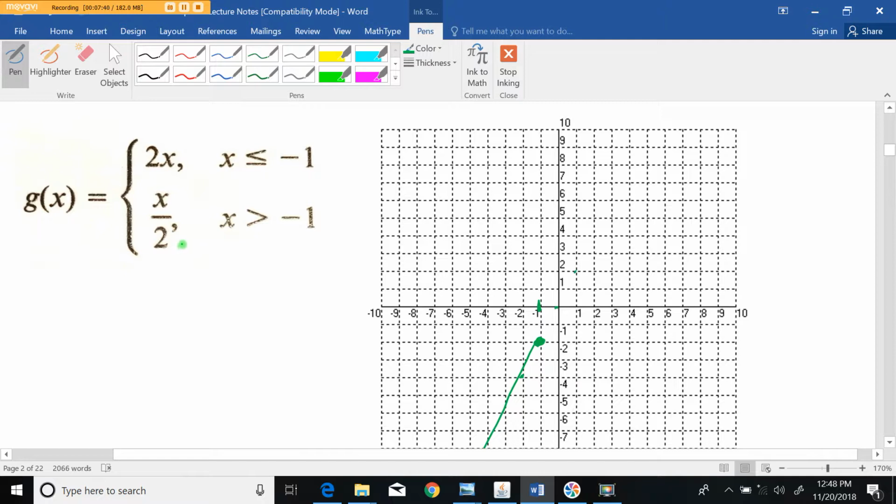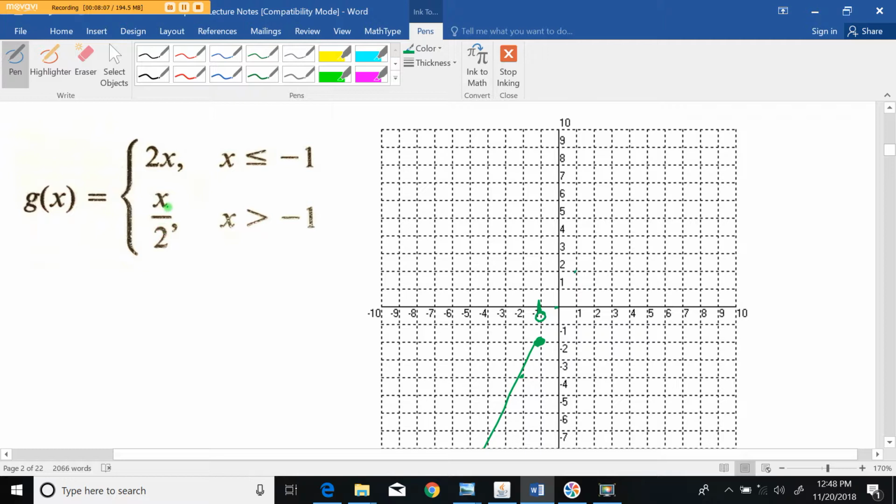All right, now to the right of negative 1, g is equal to this function, which is x over 2. So this is a linear function as well. I'm just going to plot a couple points here. If I put negative 1 into this, we get negative 1/2 out, so negative 1, 1/2. And you notice I'm putting an open circle there instead of a dot. That's because there's no equality there. That point is technically not on this graph.